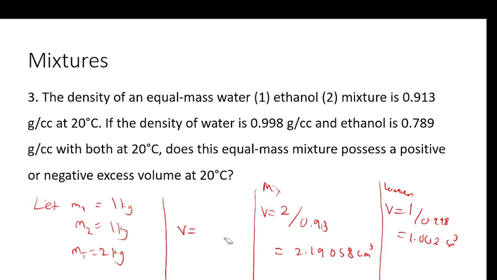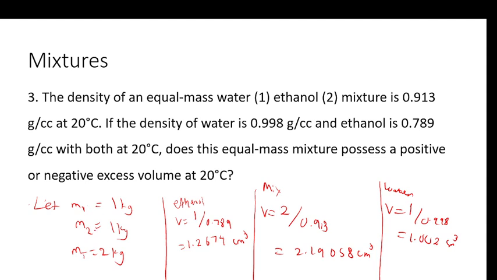And then for the ethanol, let me put that one here. So for the ethanol, the volume is going to be its mass, which is also 1, over its density, which is 0.789. So that's going to give me 1.2674 cm cube.